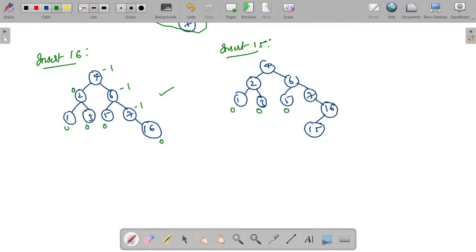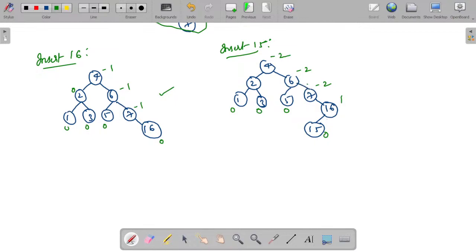And the balance factors: 15 gets 0. For this it is 1. For 7 it is -2. And for this it is 1 minus 3, which is -2. And for 4 it is 2 minus 4, which is -2. Now the balance factors of multiple nodes are affected. So this particular situation is very interesting, right? Now we will see what we can do.